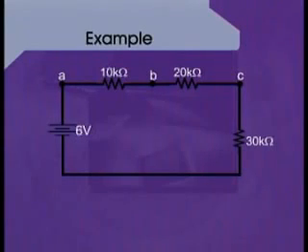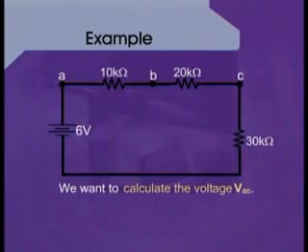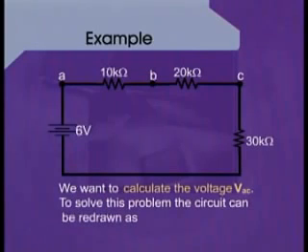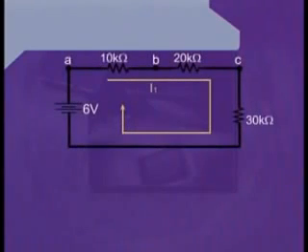The circuit shows that there is a 6 volt voltage source attached into this circuit along with 3 resistances which are having the values, starting from the left hand side, 10 kilo, 20 kilo and 30 kilo ohms. Now we want to calculate the voltage VAC, that is the voltage across the points A and C. To solve this problem, the circuit can be redrawn as shown in the next slide.